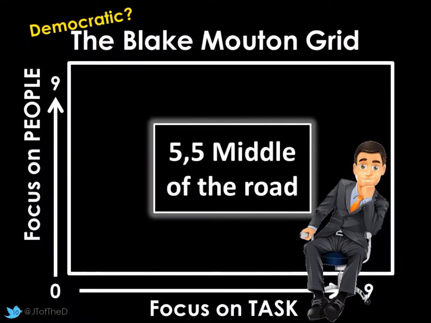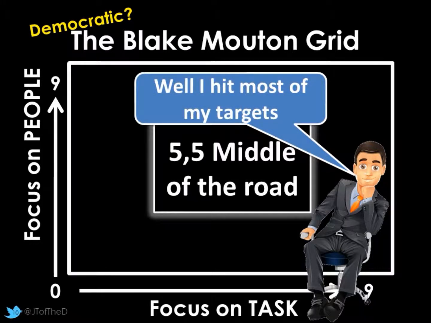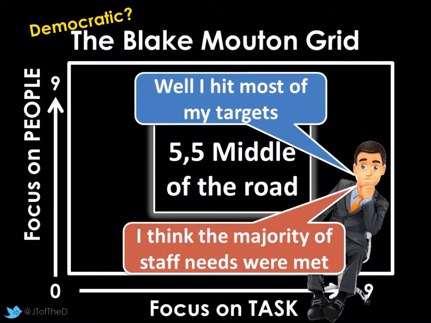The final position that Blake Mouton identified was the middle of the road. Now the middle of the road isn't safe. Well, maybe it is safe, but certainly it's not going to set the world alight. This is where our leader is going to be making some compromises in terms of how the organisation is run. They won't be focusing fully on the task, as they're worried about doing so may actually detract from the staff and their well-being, and equally, they won't focus fully on people as they want to get the task done. Probably a weak leader, and actually this is not a great place to be.